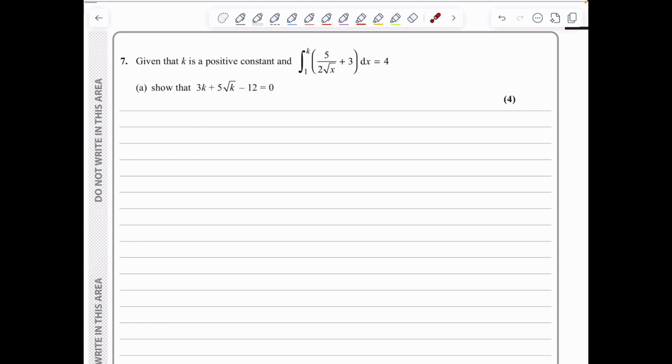In question 7, we are told that k is a positive constant, and this integral here evaluates to 4, and we need to show that this leads to 3k plus 5 root k minus 12 is 0. So starting with the given integral, I will first write it in index form.